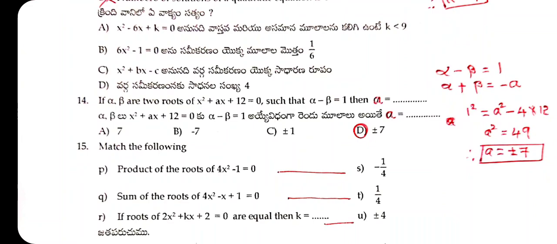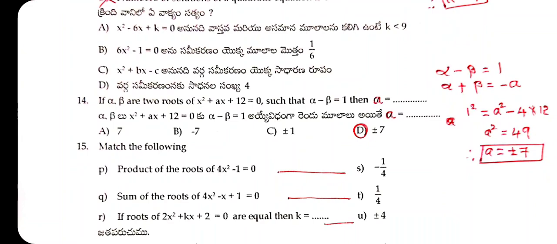Alpha minus beta is equal to 1 and alpha plus beta is equal to minus a. So I am squaring on both sides, using the formula (alpha minus beta) whole squared equals (alpha plus beta) whole squared minus 4 alpha beta.